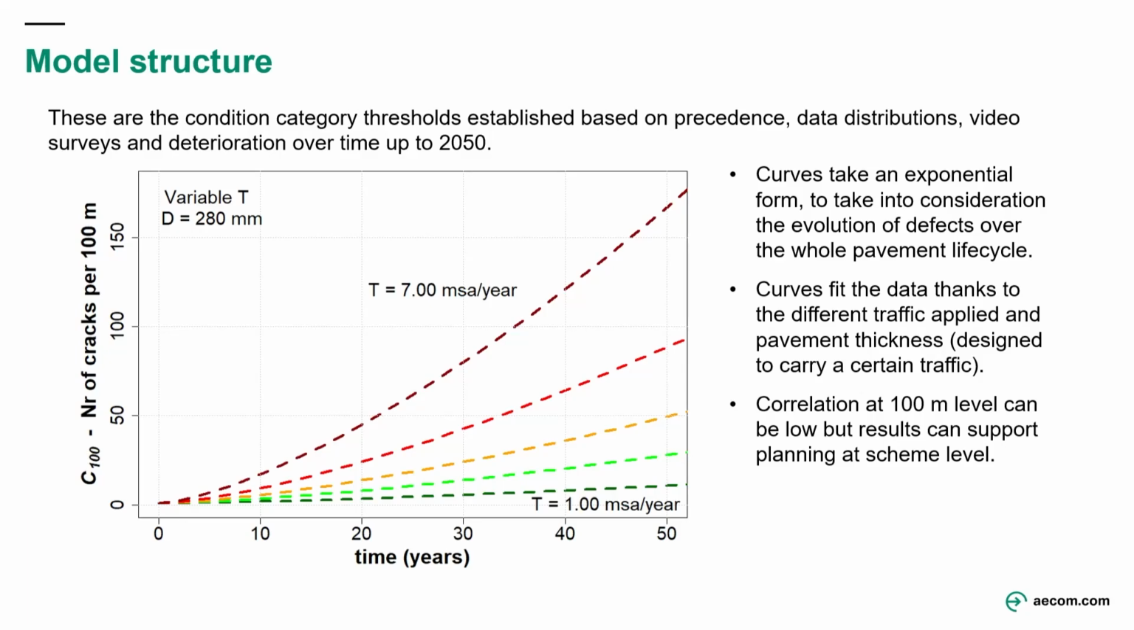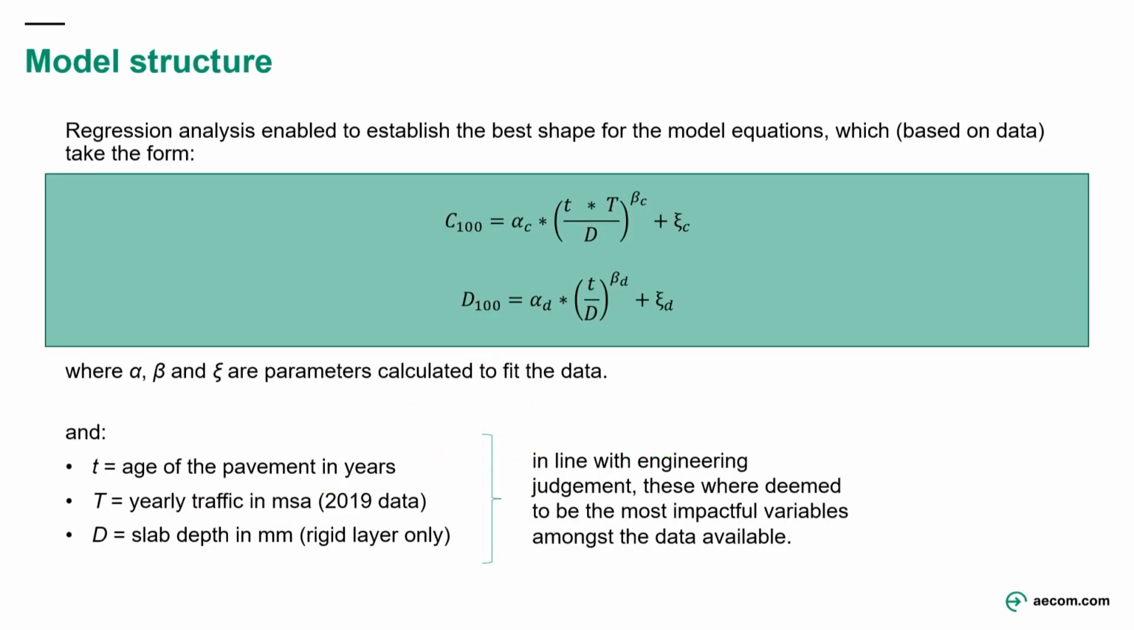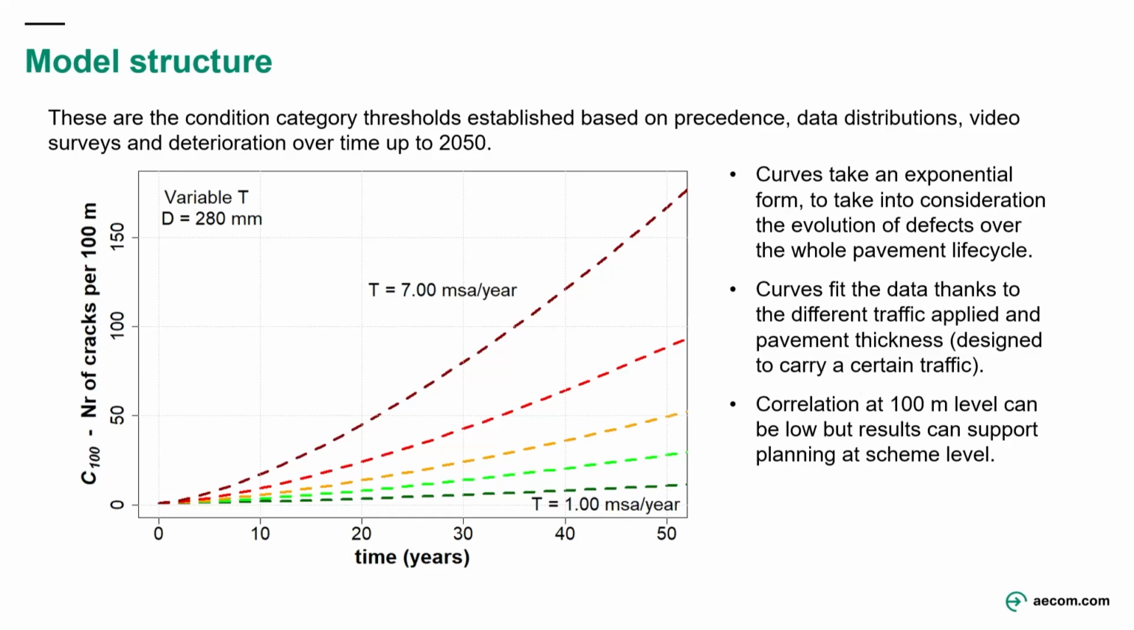So this is a bit how the developed curves look. They tend to have a steeper shape when traffic increases or when the slab depth is smaller. And this is because, sorry for coming back to the previous slide, slab depth is at the lower part of the ratio, while traffic and age of the pavement are on the upper part. This makes the curves have this non-linear shape.